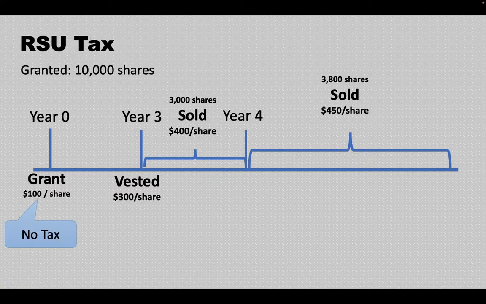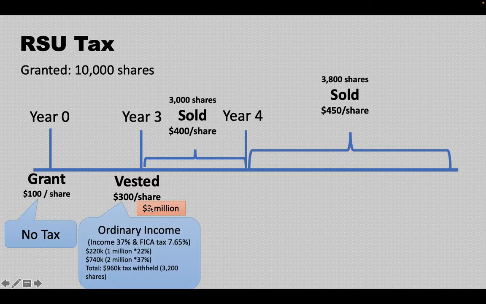Let's see how the tax works. At the grant date, you do not owe any taxes because those shares are not yours yet. At vesting, your 10,000 shares at $300 per share is $3 million. The $3 million is going to be taxed as ordinary income. The highest federal tax rate is 37%, and the FICA tax is 7.65%, besides the 6.2% Social Security, which is capped at the annual amount.